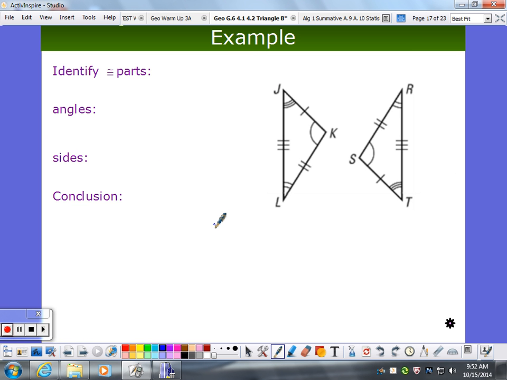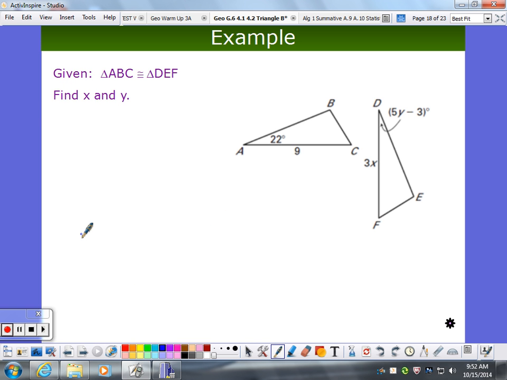So let's see. This was the same example we did, isn't it? Yeah, we did this one already. I don't know why that's here. Let me go to the next one. Okay, so I am on example B in the middle of the page.